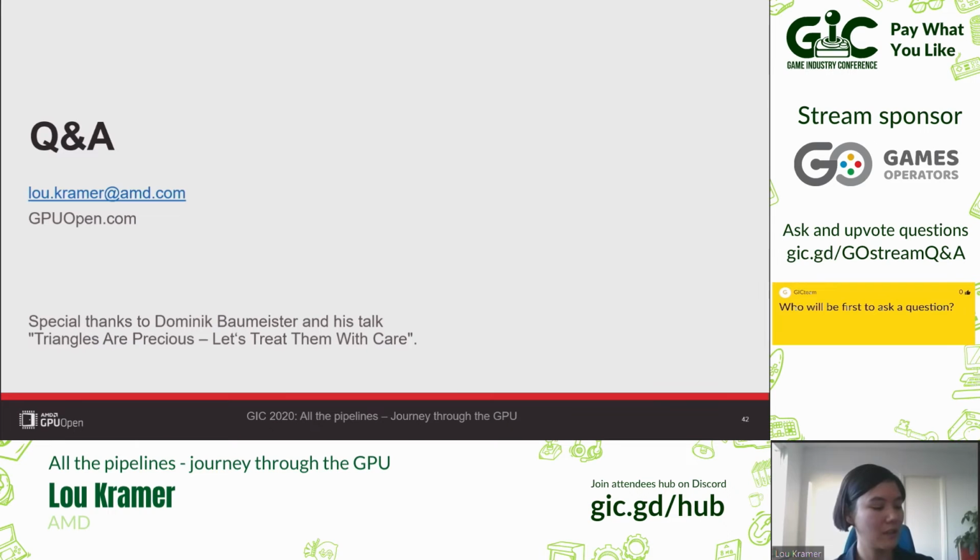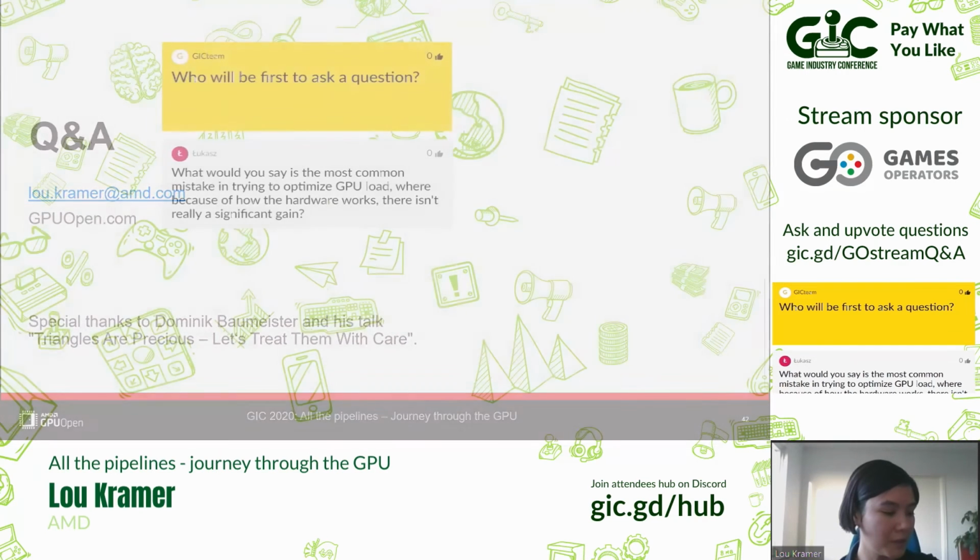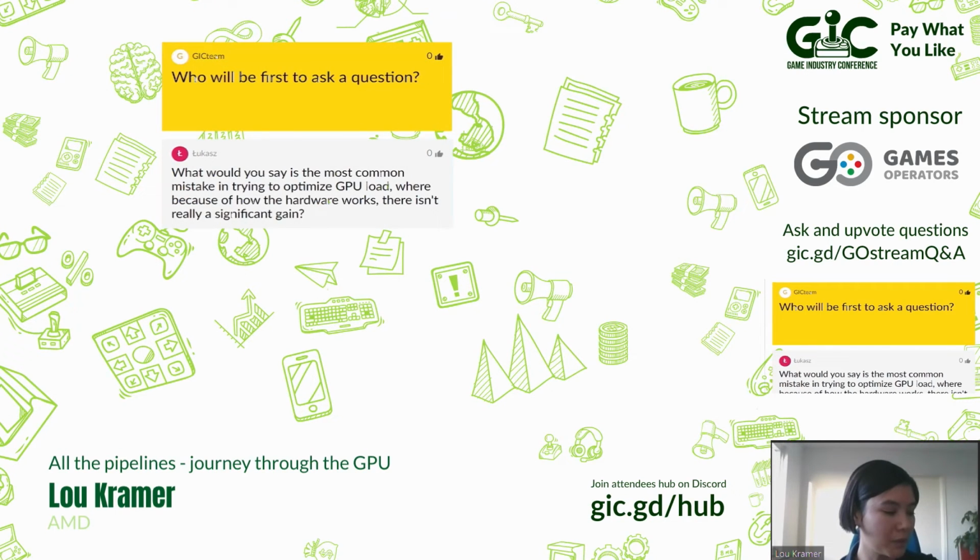So I see one question, and I think I'll just read it out and then answer it. What would you say is the most common mistake in trying to optimize GPU load, where because of how the hardware works, there isn't really a significant gain?